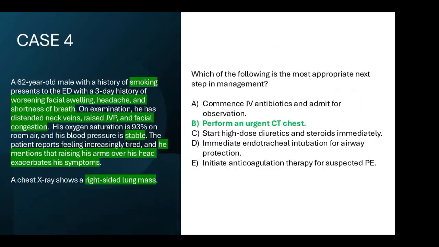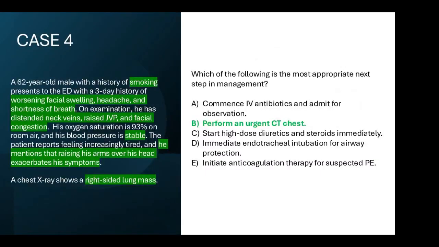Superior vena cava obstruction. Yes, that's the correct answer. So essentially, we've got someone who's presenting with symptoms and signs of superior vena cava obstruction. It's quite evident that when he raised his arms, the symptoms get worse. And we've got a chest X-ray that shows a right-sided lung mass. Just going over the options, commencing IV antibiotics and admitting wouldn't be appropriate in this case. We've not got any evidence of infection.